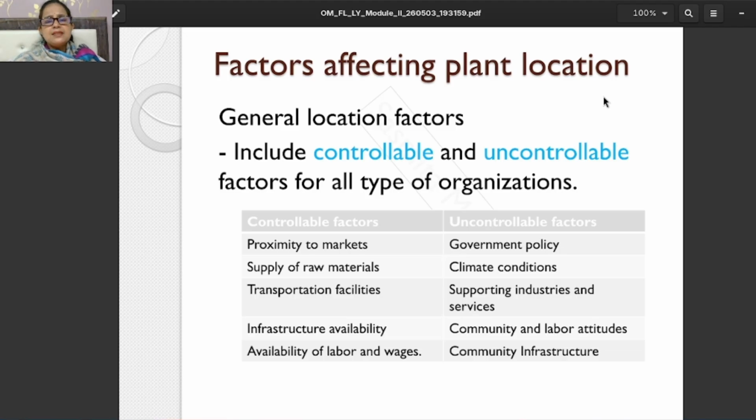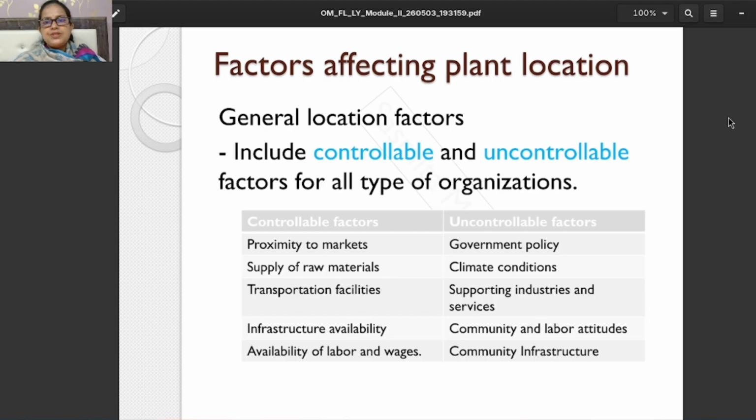But these factors we can somewhat manage or control. But uncontrollable factors are like government policy. No man can change this type of factors. Government policies, climate condition, supporting industries and services, community and the labor attitude of that place, community infrastructure, these things we are not able to change. These are called the uncontrollable factors.